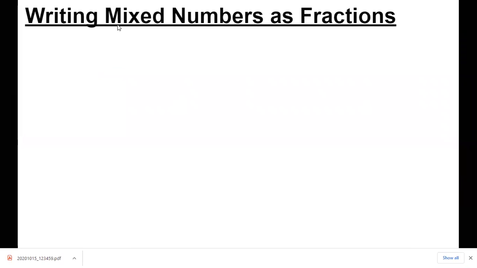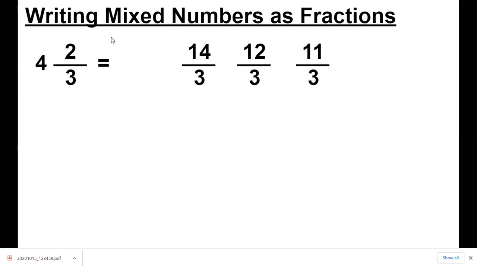Let's go on. We are now going to write some mixed numbers as fractions. We're going to use our shortcut method because drawing those all out would take you a long time to do your homework. So we're going to use the whole number times the bottom plus the top, clap, clap. Let's see how that works. Well, what is 4 2/3 written as a fraction? Which one do you think it is?